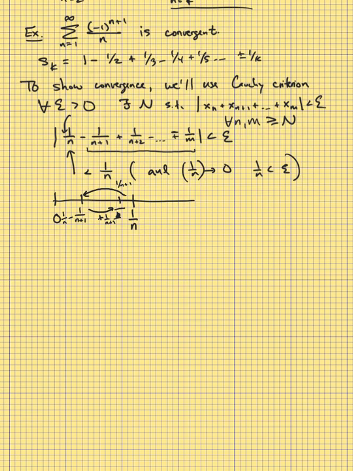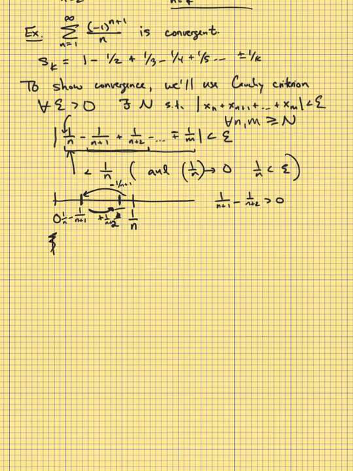Because this is n plus 2. So we subtracted a 1 over n plus 1 and got to here. We added a 1 over n plus 2. And since 1 over n plus 1 minus 1 over n plus 2 is greater than 0, these first three terms give me something which is less than 1 over n. Okay? And the same thing will work in general.